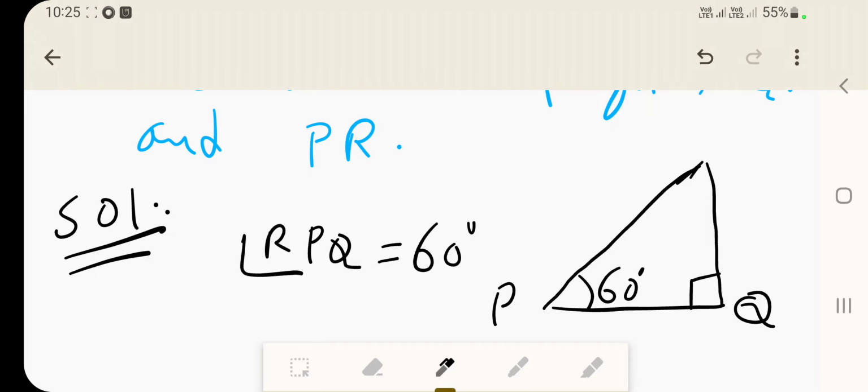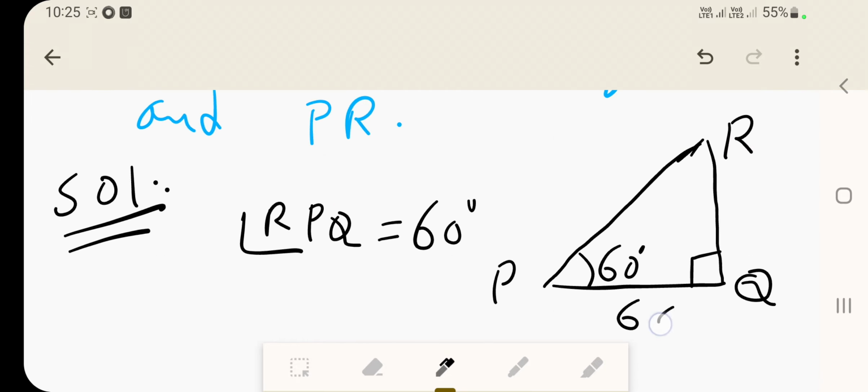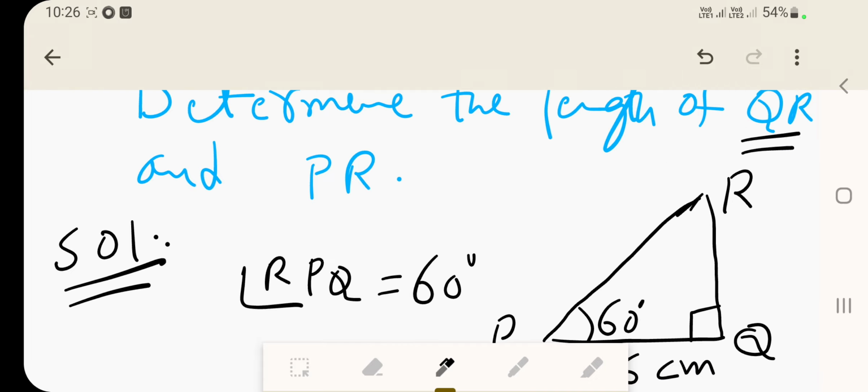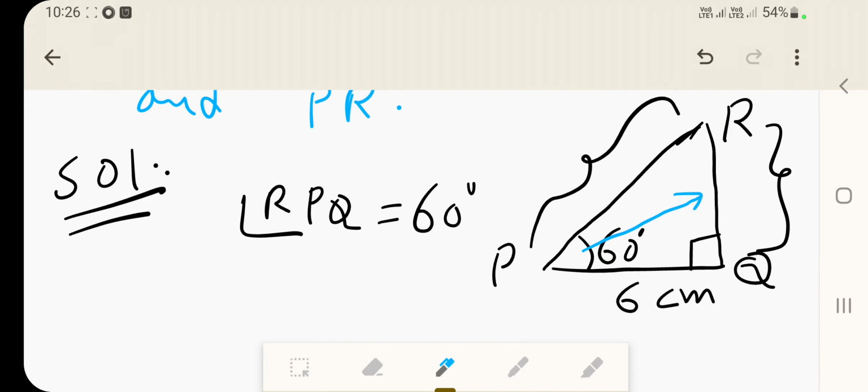So PQR, here we can take R. And the length they have mentioned, PQ is equal to 6 centimeters. This is 6 centimeters they have given. And they are asking to find QR, and the hypotenuse length. Here for 60 degrees, you have to identify the opposite side. For 60 degrees the opposite side is RQ, the adjacent side is 6 centimeters and the hypotenuse is PR.